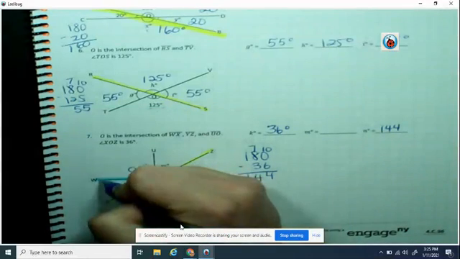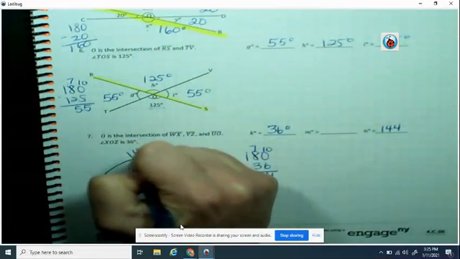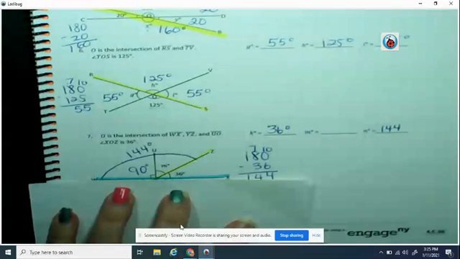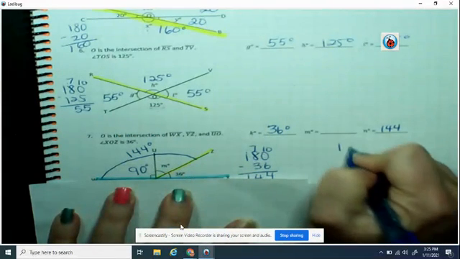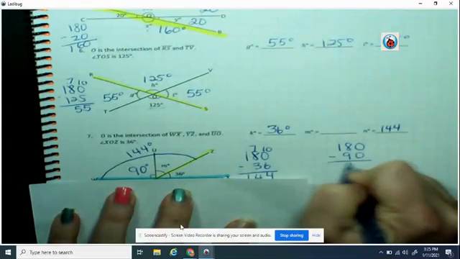First of all, we know that this angle here, W to Z, that whole angle right there is going to be 144. But we also know that this blue line here is 180 degrees. And we already know two of the parts. We already know 36 and 90. So let's just start with this. We know it's 180. We're going to take away 90, and that's going to leave us with 90.